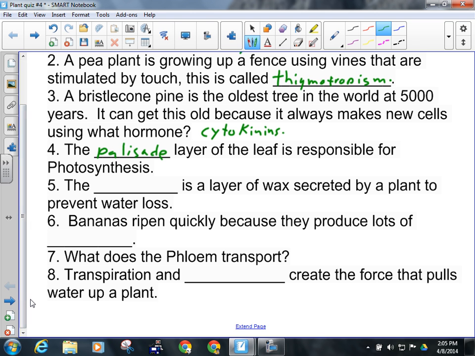Okay. The blank is a layer of wax secreted by a plant to prevent water loss. Tom? Cuticle. Okay. Bananas ripen quickly because they produce lots of what? Ethylene. That looks like a no now. Ethylene. Okay, what is the phloem transport?